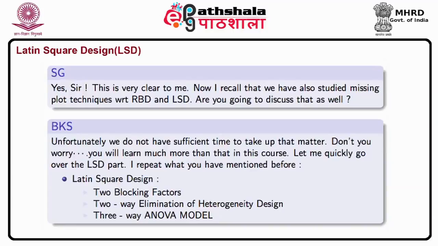Okay, sir. Let us quickly go over the LSD part, the Latin square design part. I repeat what you have mentioned before. You said a Latin square design is a row column design. It has two blocking factors designated as row and column. That it is a two-way elimination of heterogeneity design. That it is a three-way ANOVA model. In the sum of squares we have row, column, treatment and the error. That is why this is a three-way ANOVA model. You said all that. Yes, sir.